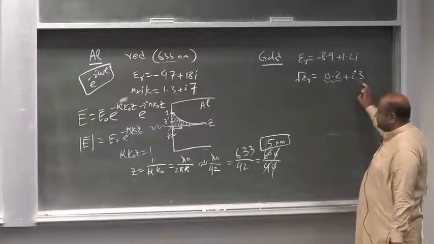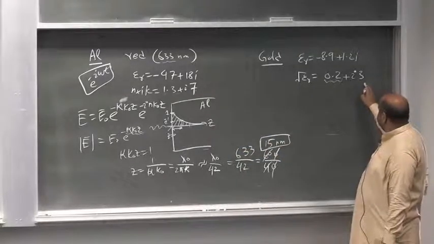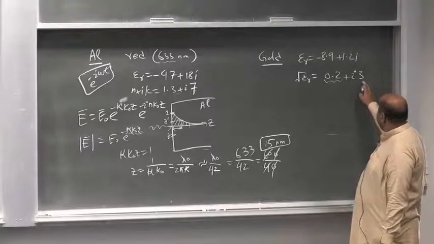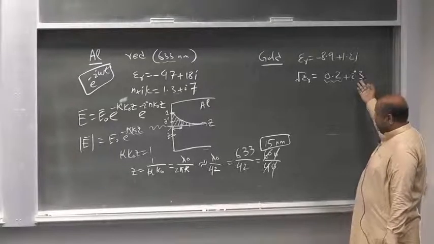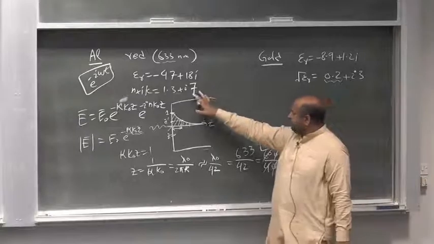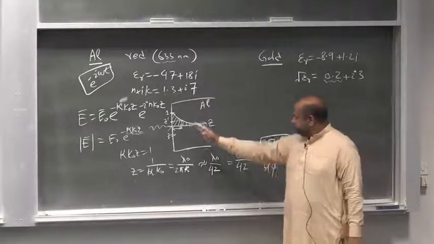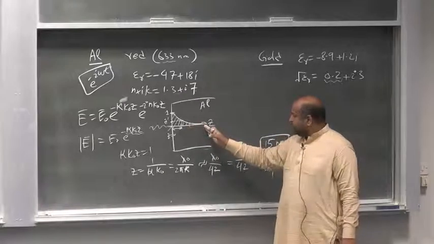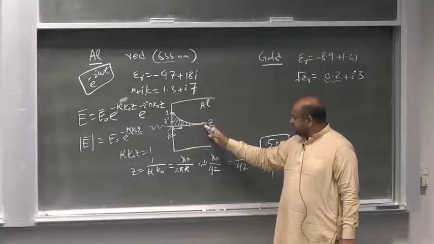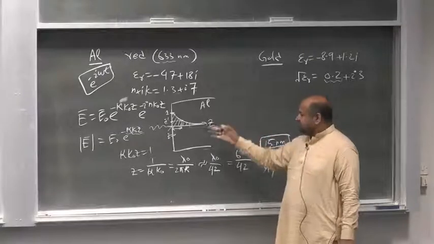And its imaginary part is almost half that of aluminum. So the light may be able to go twice into gold as much as into aluminum.